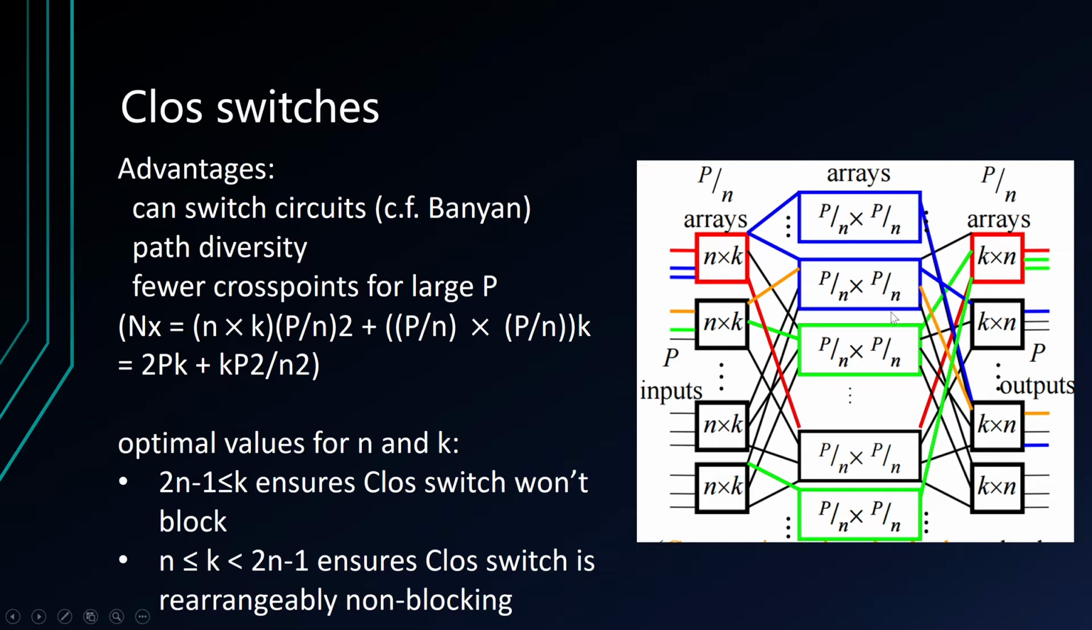The structure is shown in the picture, but one important thing is how to choose the optimal values of n and k. By mathematical calculation, we get a range of k that makes sure the Clos switch won't block or is rearrangeably non-blocking.